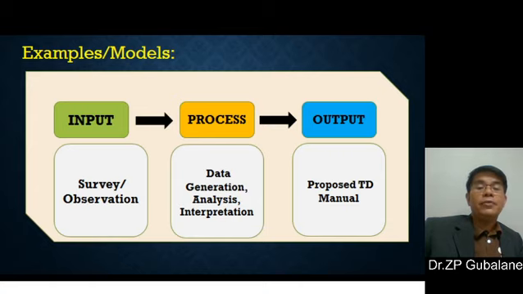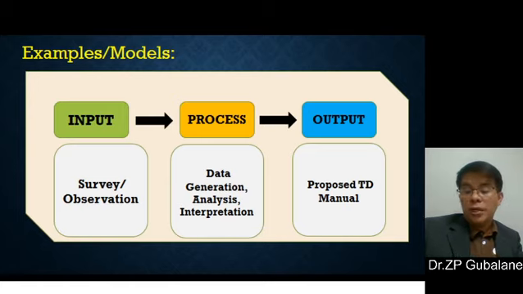Now for this particular example, we have survey and observation as tools in generating data, because your data, for example, will be your input, and then all these data are being processed, not manipulated but processed. The processing involves data generation, analysis, and interpretation, and the like. And of course, as an output, you may have a proposal, like a training and development manual. The result of the study will be your basis in proposing a training and development manual for your organization or for your office.